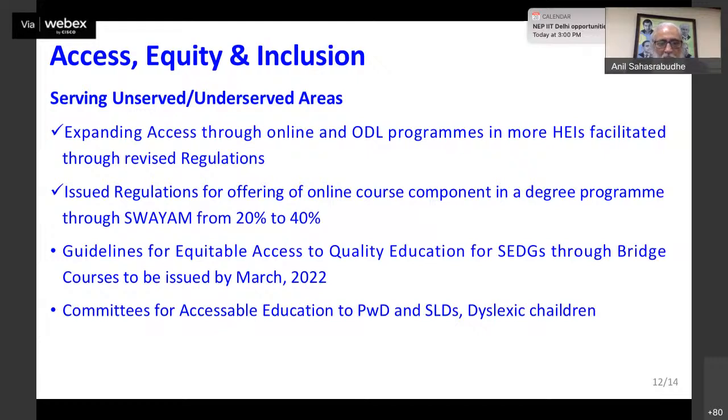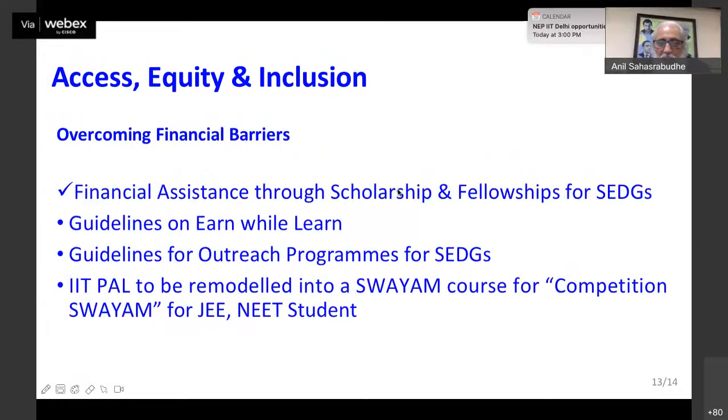Guidelines and committees for accessible education to PWD and SLDs, dyslexic children, were formed by AICTE. By the way, the PWD Education Committee was headed by Professor Balkrishnan from IIT Delhi. And for SLDs, special learning disabilities and dyslexic children, it was Partha Chakravarti, former director of IIT Kharagpur. And we are implementing that in right earnest.